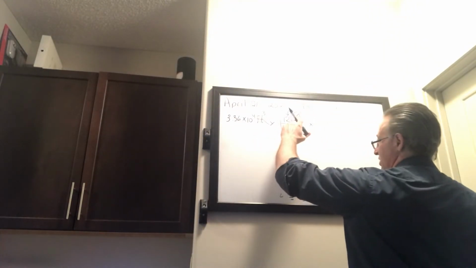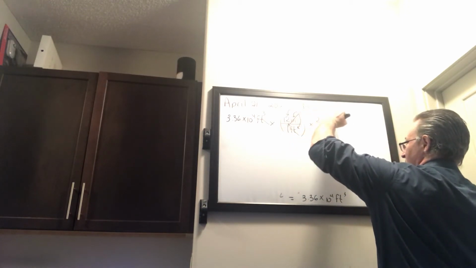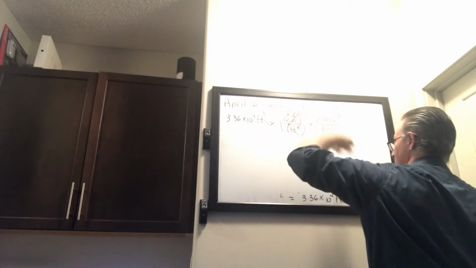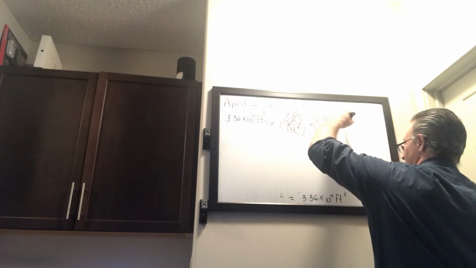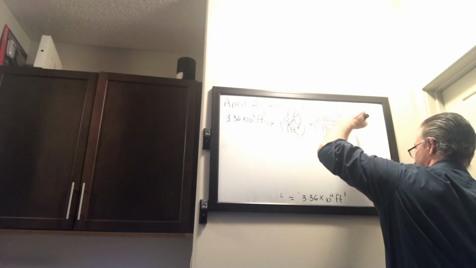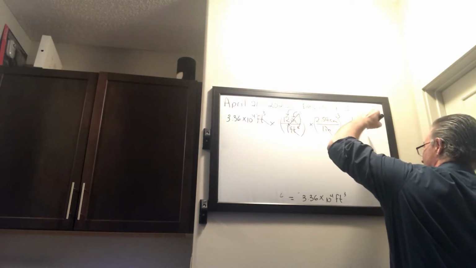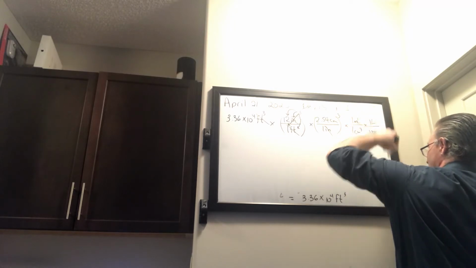I want to get rid of inches now, so I'm going to say there's 2.54 centimeters per 1 inch. Again, 3-dimensional because it's a volume. That allows me to cancel inches cubed. And then for centimeters cubed, 1 milliliter is the same as 1 centimeter cubed. And finally, there's 1 liter per 1,000 milliliters. So I can convert it to liters.